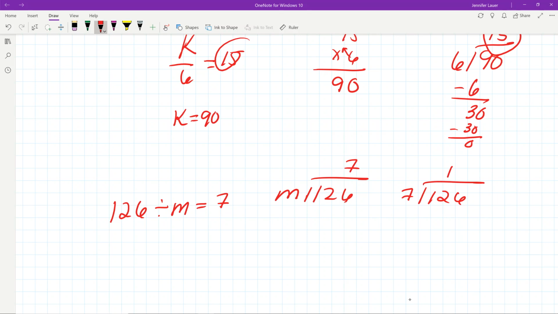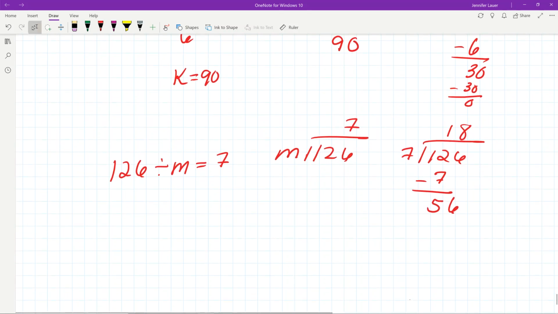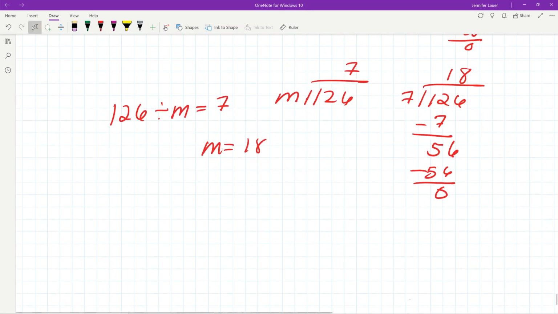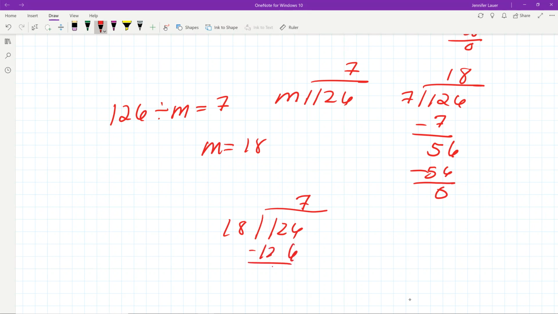That goes in one time. That'll be 12 minus 7 is 5. Bring down the 6. That goes in 8 times because it'd be 7, 14, 21, 28, 35, 42, 49, 56. So M is equal to 18, and then you can just check your work to make sure you're correct. So 18 times 7: 7 times 8 is 56, put down the 6, carry the 5, and that works out.